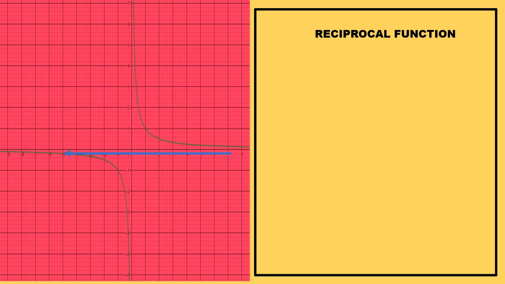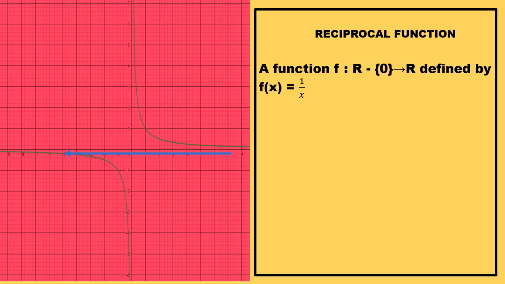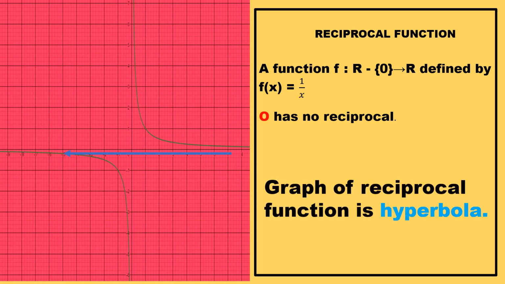It is a one-one function. A function f from real numbers to real numbers except 0, defined by f of x is equal to 1 by x. Since 0 has no reciprocal, the graph of the reciprocal function is a hyperbola.